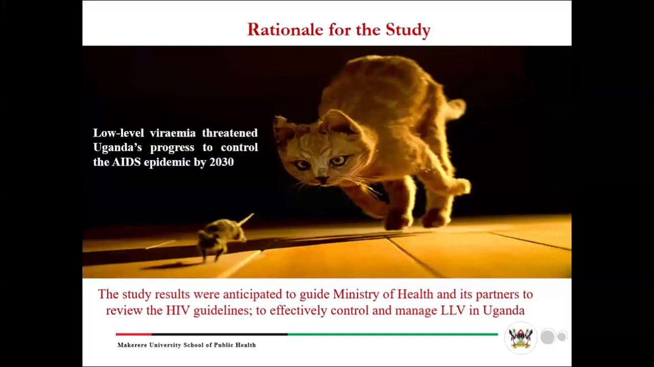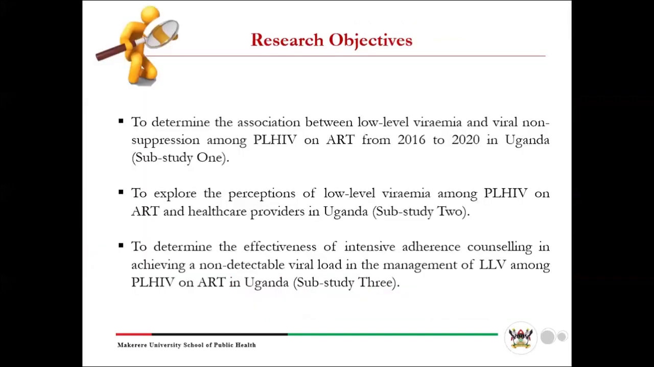And like I indicated, the main rationale of this study was for us to generate information which would guide the Ministry of Health and its partners to review the HIV guidelines to be able to control low-level viremia in the country, because we realized that low-level viremia threatens the country's progress to control the AIDS epidemic by 2030. And we basically had 3 objectives.